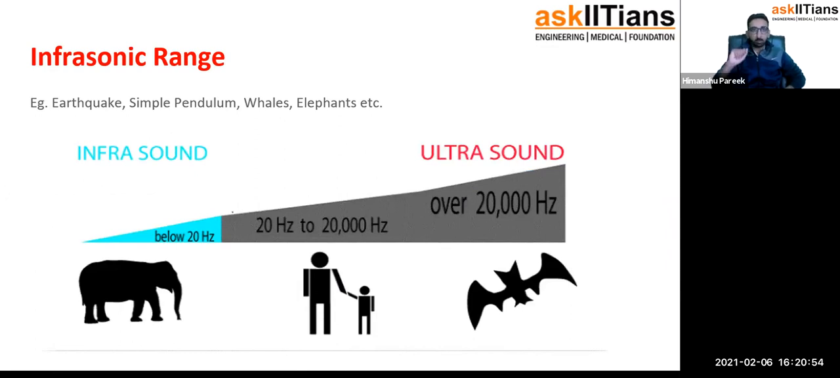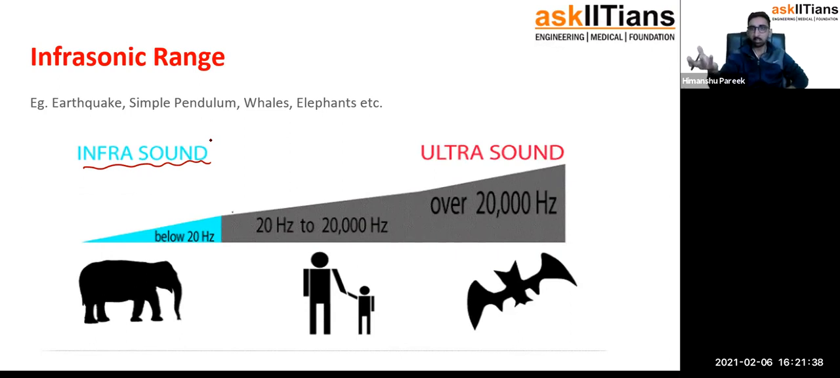Now let me come to the last topic here. That's a very simple theoretical topic. It is about the frequency ranges. There are three frequency ranges which I am going to discuss with you today. One is called infrasonic. Infrasonic means the sound which has a frequency less than 20 hertz, meaning fewer than 20 vibrations per second. That is called the infrasonic.